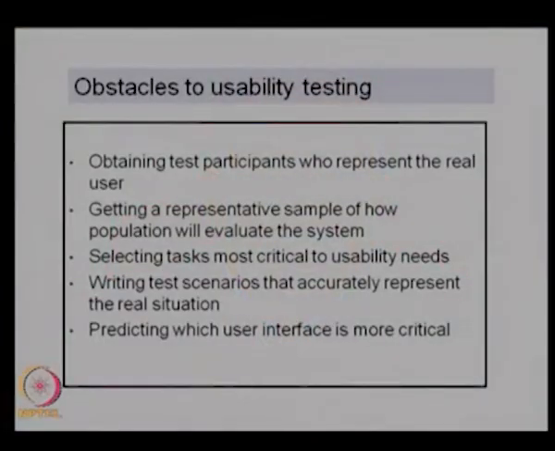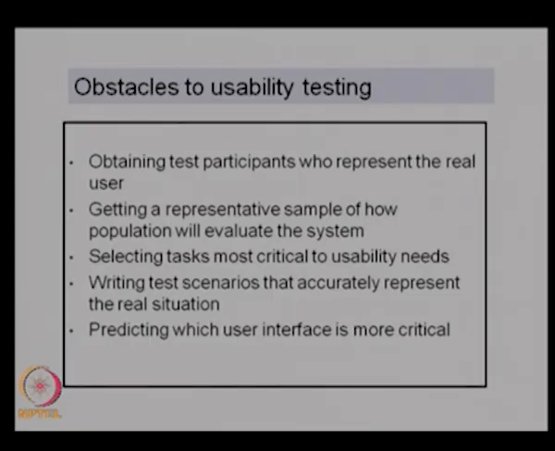And then getting a representative sample of how the population will evaluate the system. That is, we need a group of people who can evaluate the system. Using one person or a few may not be sufficient, because we need a representative sample of how the population will evaluate the system. There may be various sections of people using the system. A system may be used by adults, or children, or physically challenged people, or those who are elderly. So we need a representative sample of all these people to evaluate the system. That also may be a difficult task.